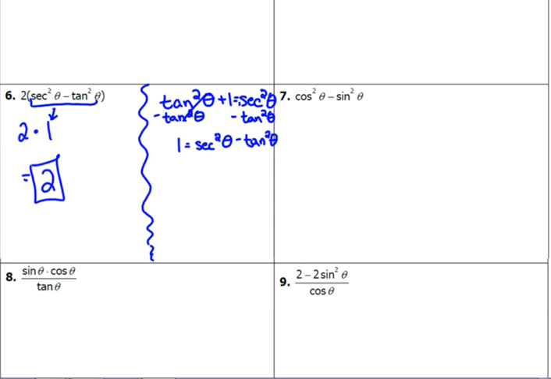So it does not matter, once again, it does not matter what angle we're talking about here. If we take the secant squared of theta minus the tangent squared of theta and multiply by 2, the result will always be 2.